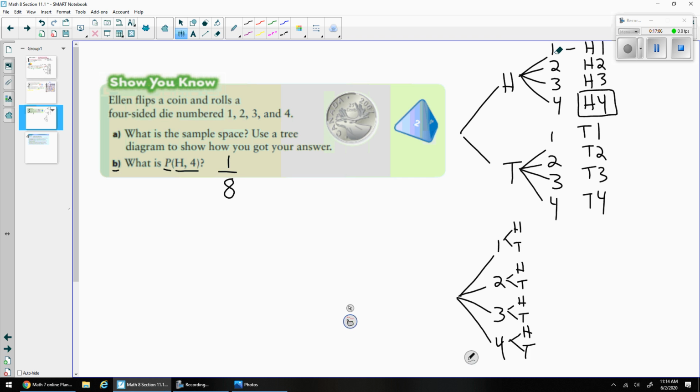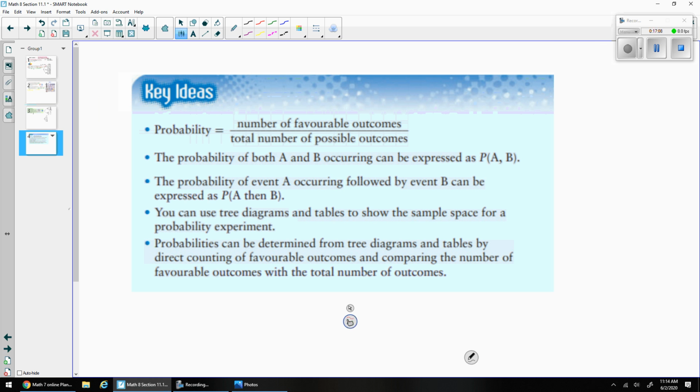Okay, here we have it. So key ideas, probability is equal to the number of favorable outcomes divided by the total number of possible outcomes. So this is our basic formula for probability. You always have to keep in mind.